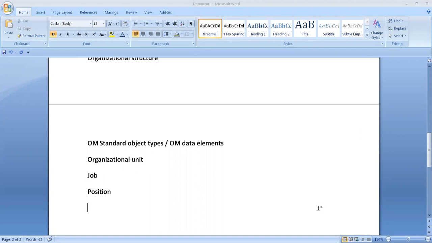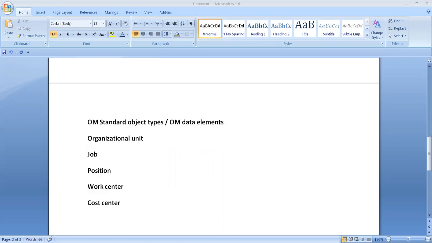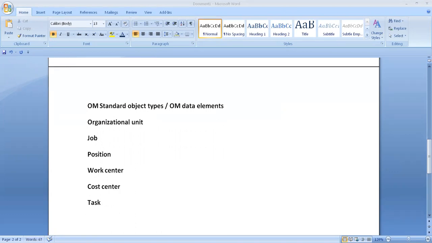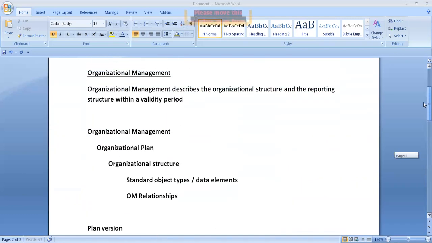Position, work center, cost center, task. These are some of the standard OM objects, OM standard object types. So what is this OM standard object types?